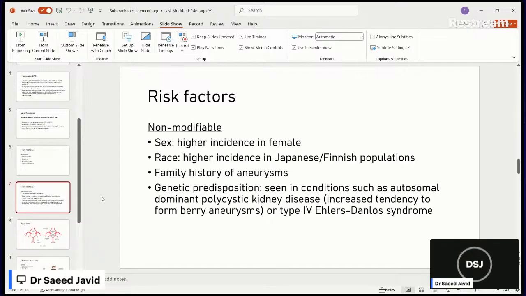An interesting point, talking about family history, like I mentioned here: patients are approximately 30% more likely to develop an aneurysm if a first-degree relative also has one. That shows how big of a risk factor the family history is.